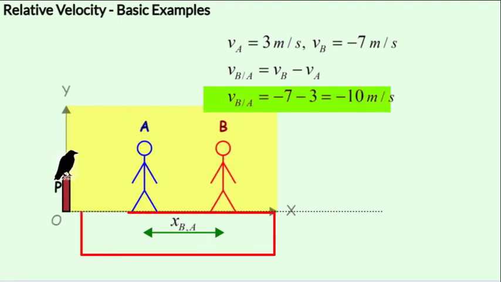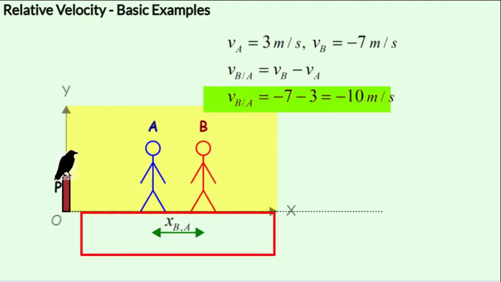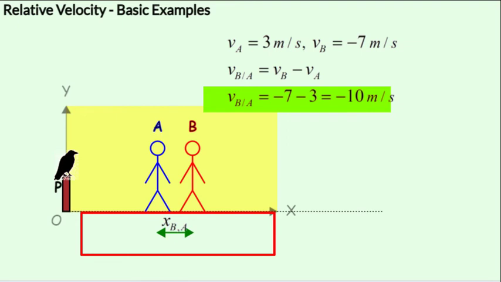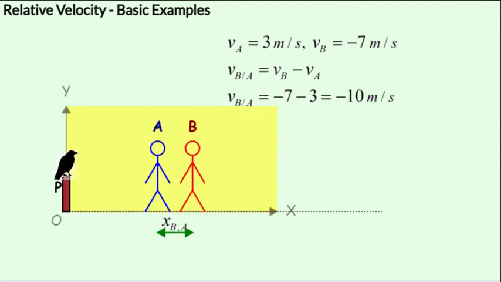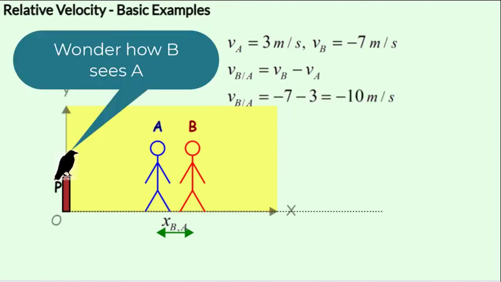The gap between A and B is narrowing, so the displacement xB with respect to A is decreasing at the rate of 10 meters per second. A feels like B is approaching him along the negative direction of the x-axis with a speed of 10 meters per second. Now for the same situation, what will B's perspective be?